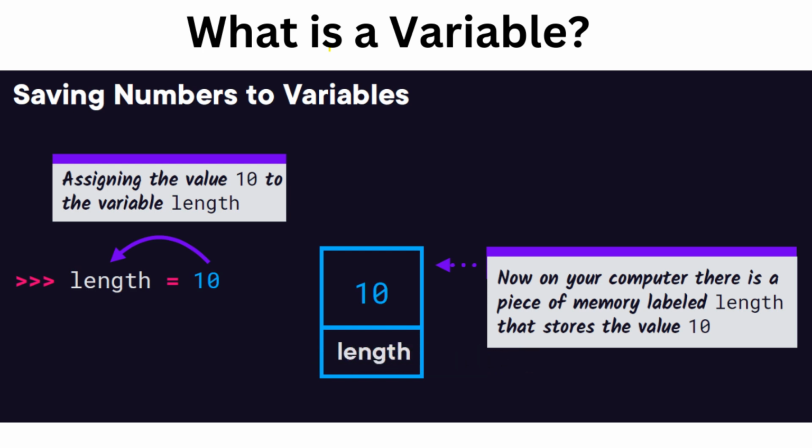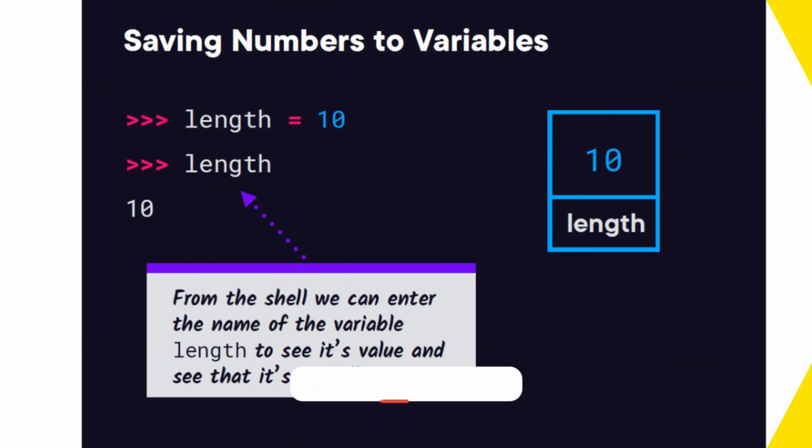Now behind the scene, this length variable will be stored in the memory. When it stores in the memory, it will store like this. So 10 will be assigned to a variable called length, and then it will be there in the memory. If you print the length, it will display the number that is stored in the memory.